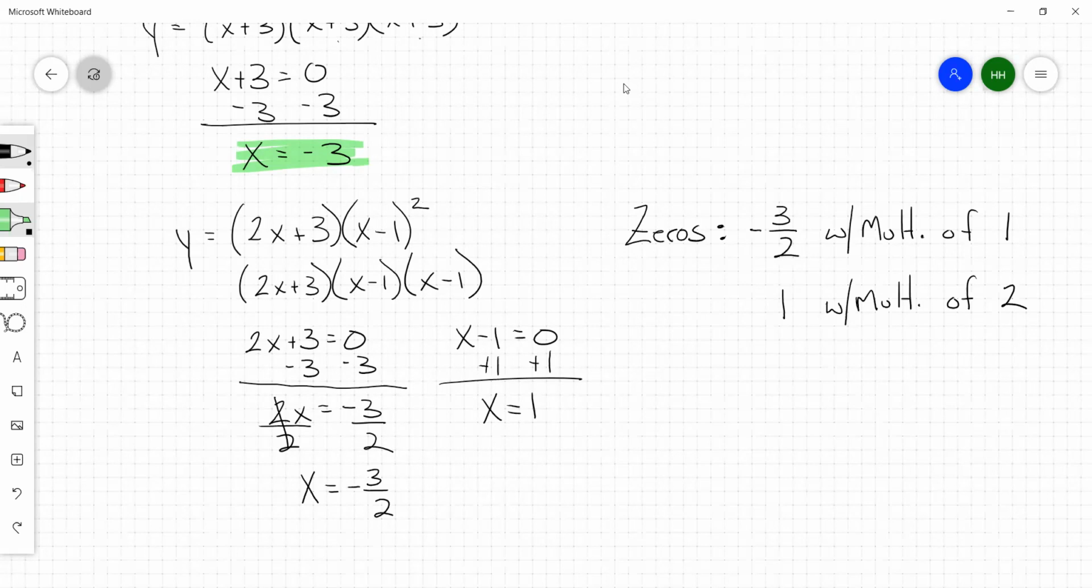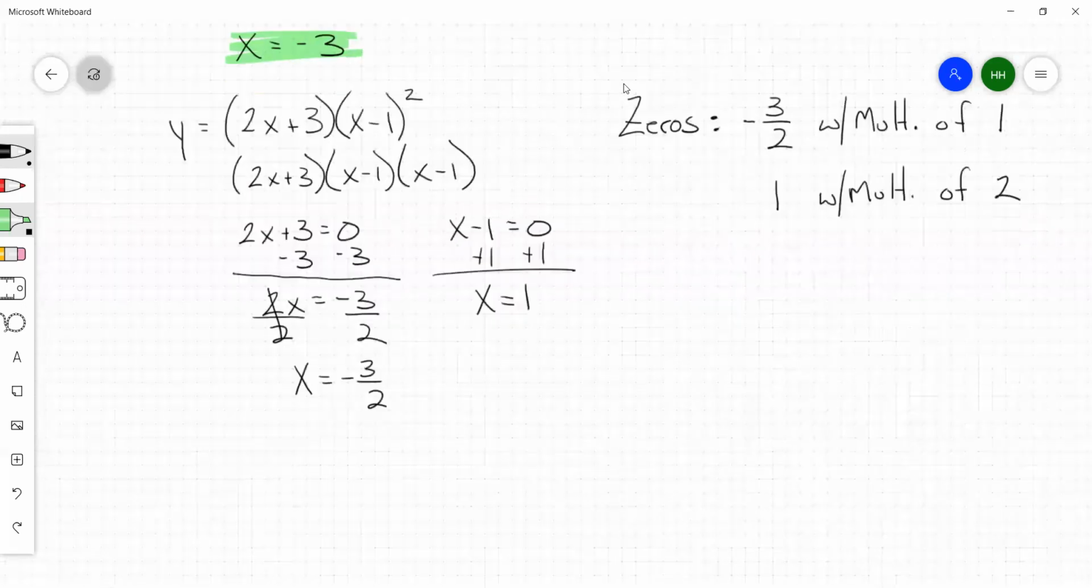Any questions on that? Finding the zeros and determining their multiplicity. Well, a lot of it's related. So, okay. Here's what we're doing next.